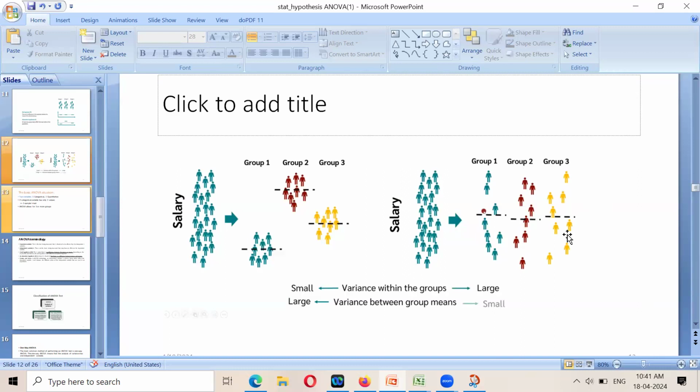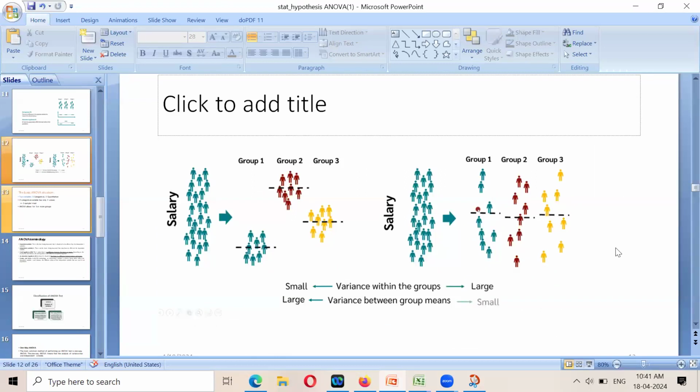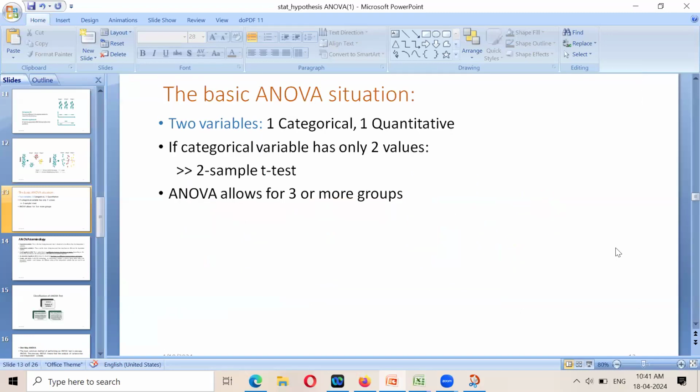So variance between the groups is very small here, right? Why I am repeating this is because group variability is the only key factor that gives the concluding remark, or that affects the result of the ANOVA test, right? So in the basic ANOVA situation, there are two variables, one categorical and one quantitative variable. They are also called factors. Now, what is a factor? A factor is nothing but the categorical variable. In the basic ANOVA situation, as you can see, first is categorical and another is quantitative variable.